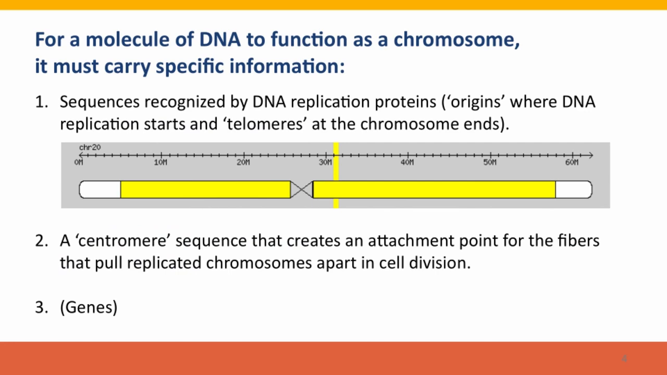Now, if a molecule of DNA is going to function as a chromosome, it has to have particular properties. It has to carry specific information. First, it has to have signals that are recognized by DNA replication proteins. These signals are called origins of DNA replication, and there's usually multiple origins of replication along the length of a chromosome.